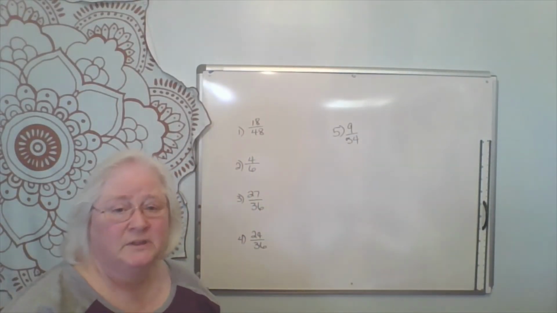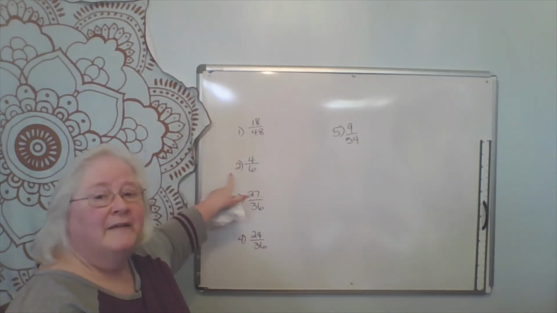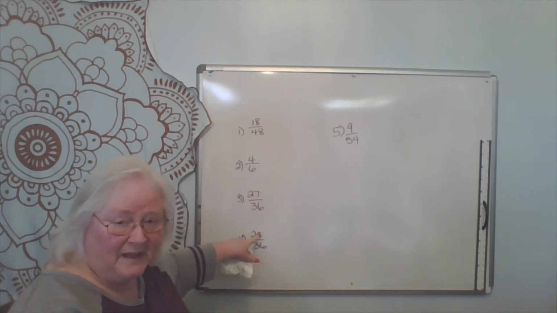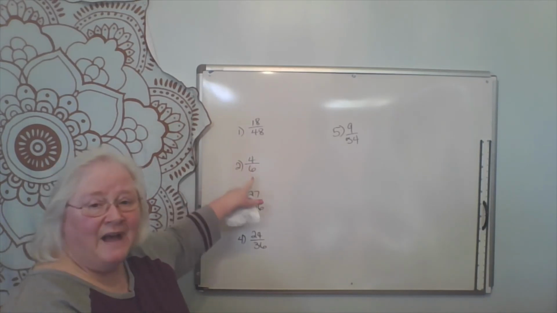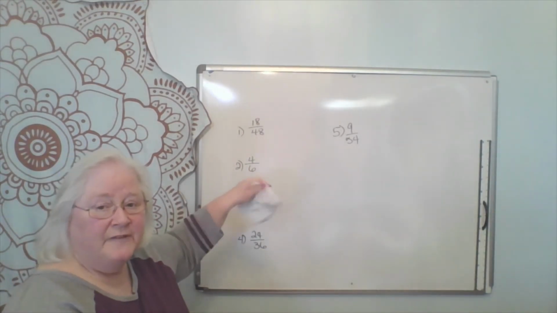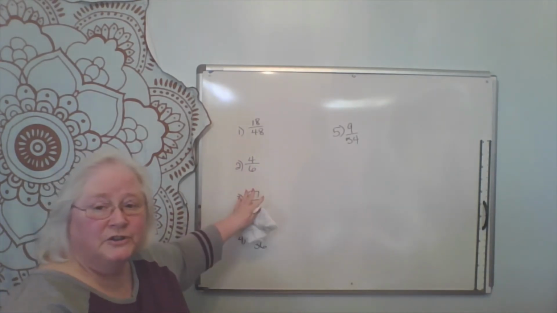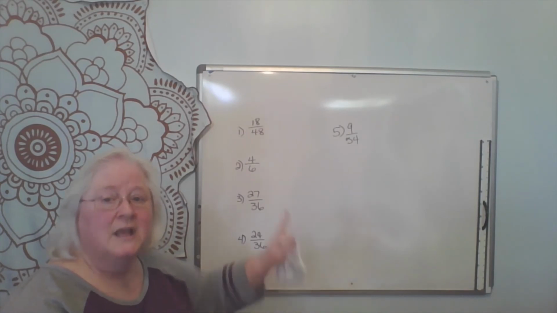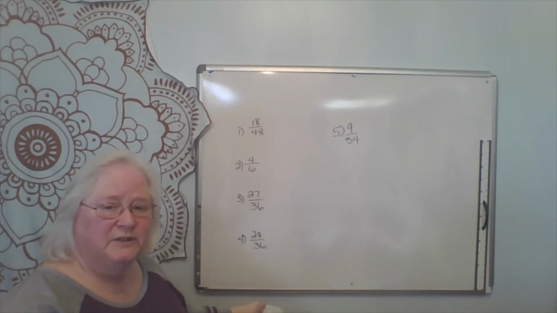See if you can do them. Remember, list your factors, find the common factors, find the greatest common factor. Then come back to your problem and divide by that GCF. Now, if you can do it in your head without doing all that, that's fine. Just make sure you have it at lowest terms. Nothing else will go into it but a 1 and the number. Okay? So pause the video and do these problems.